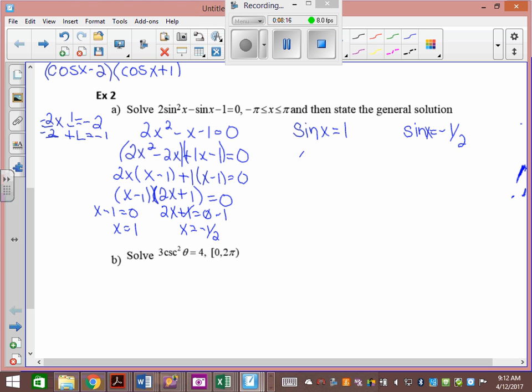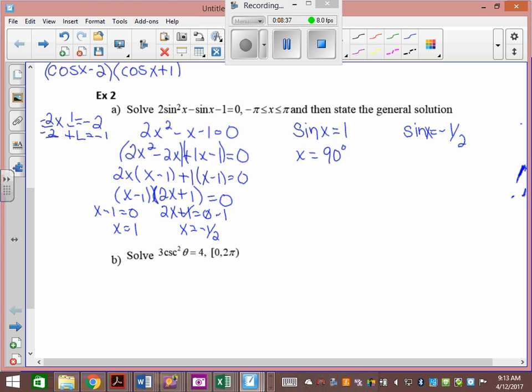So where is y 1? When x equals 0, 1. When does y equal 1? 90. 90. Some people say 270, but 270 is where it's -1. So you can't put that one.